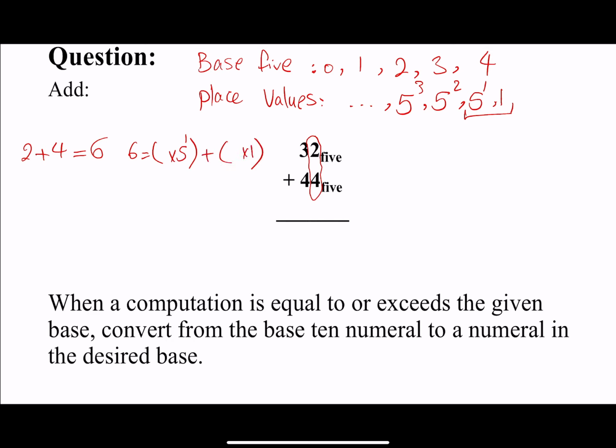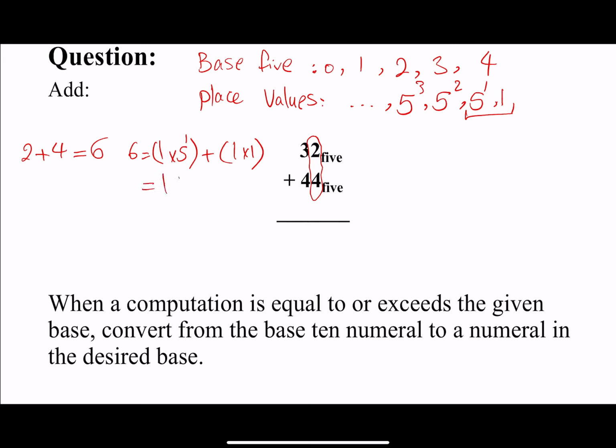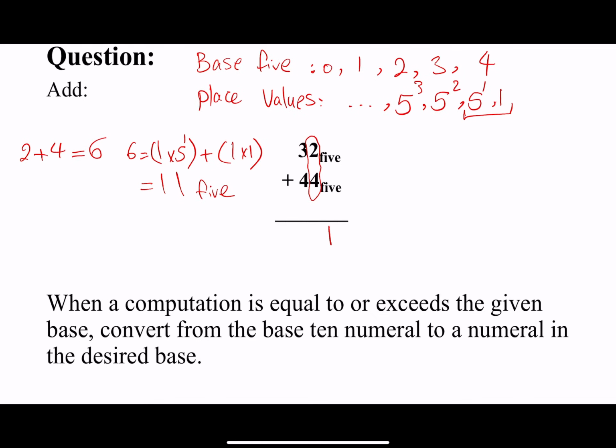Okay, 2 times 5 is 10, is bigger than 6, so I go with one group of 5. 1 times 5 is 5. How many more do I need to build up 6? 1. Okay, so 6 is actually 1, 1 base 5, right? Okay, I place 1 here. Don't forget to write down the base, okay? And I carry the other digit.